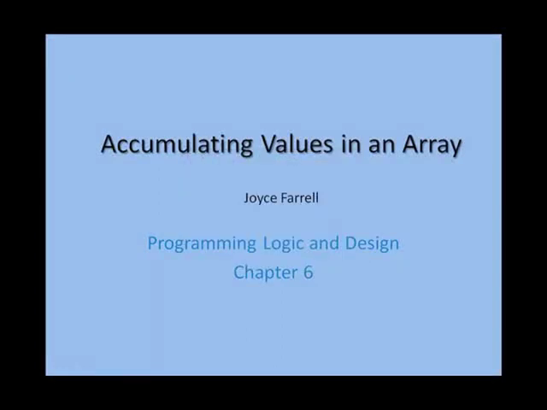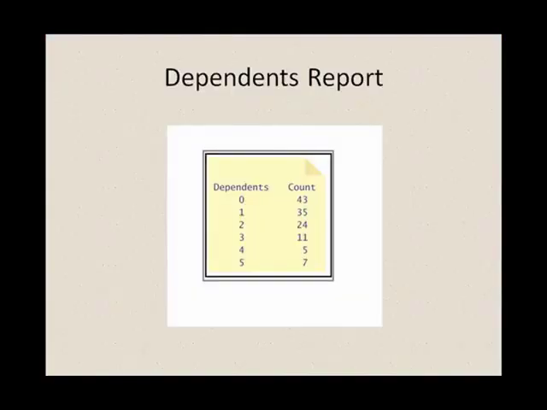Let's discuss how to accumulate values in an array. Suppose you want to create a dependence report that looks like this. It has headings, dependence and count, and then down the left-hand column it lists 0, 1, 2, 3, 4, and 5 dependents, and in the right-hand column a count of how many employees have each number of dependents. For example, assume 43 of your employees have 0 dependents.